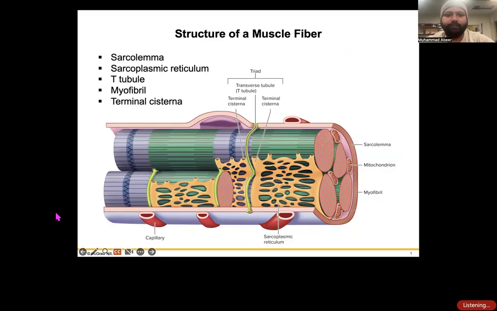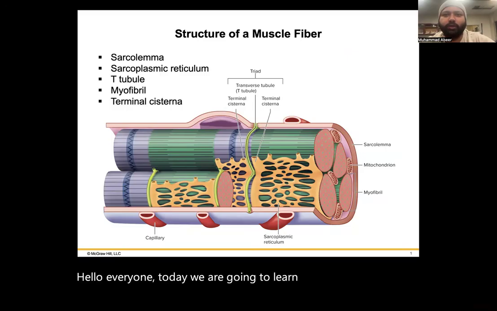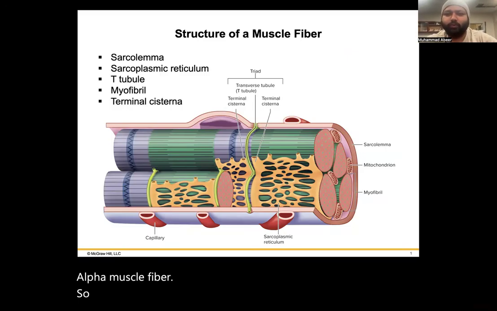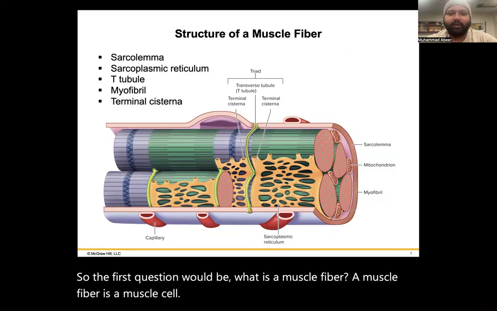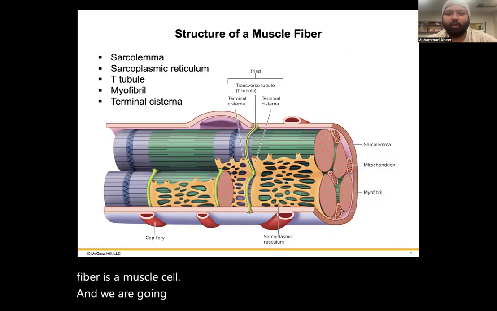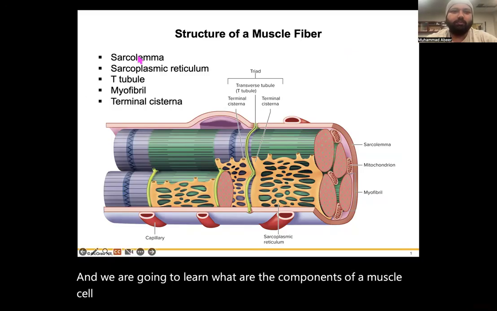Hello, everyone. Today we are going to learn about the structure of a muscle fiber. So the first question would be, what is a muscle fiber? A muscle fiber is a muscle cell, and we are going to learn what the components of a muscle cell are. And these are the major components that we have in a muscle cell.